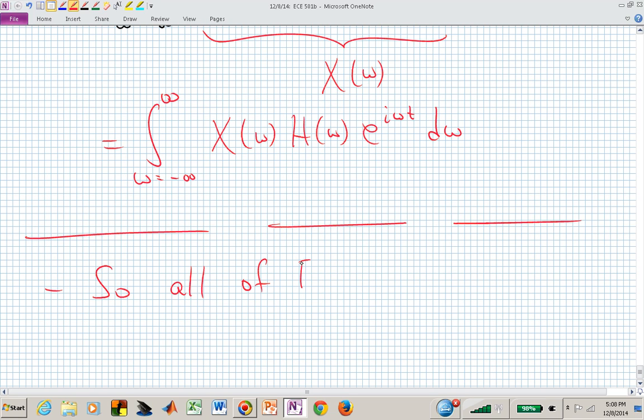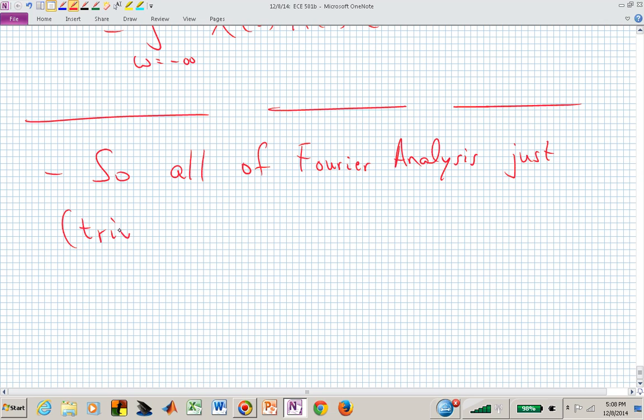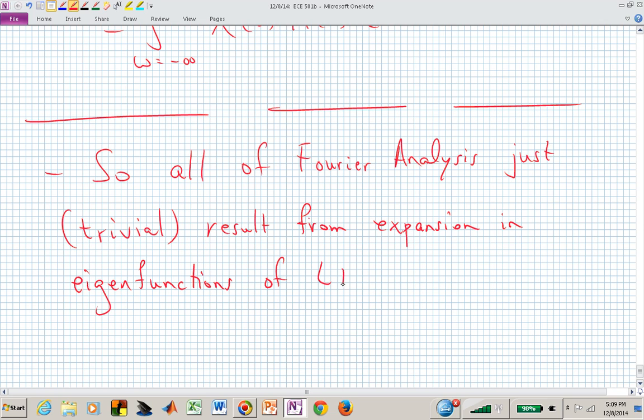So all of Fourier analysis, I don't know if I should be so bold, but I'll put it in parentheses, is just a trivial result from expansion in eigenfunctions of this linear time invariant operator.